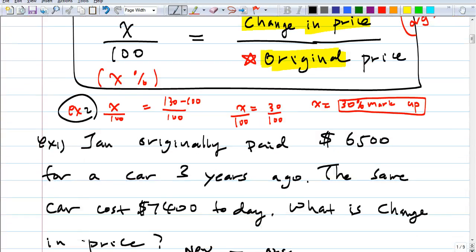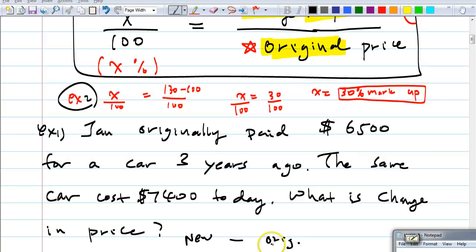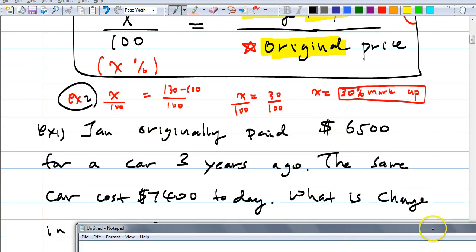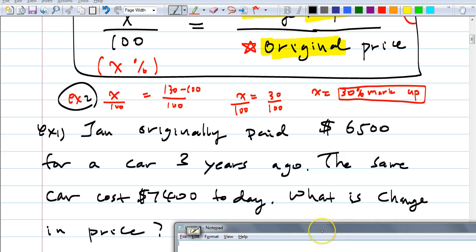This one is very simple. It's not asking for percent change or anything. It's asking for simply, so write this down. Jen originally paid $6,500 for a car 3 years ago. The same car costs $7,400 today. For some reason, people want this car, I guess, so the price went up. Now the question is just simply, what is the change in price?